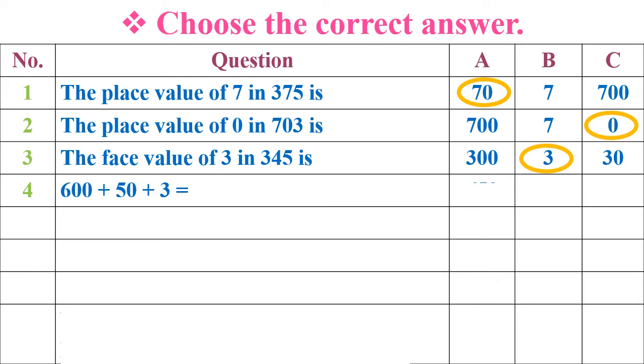Now here I am giving you an expanded form. The expanded form is 600 plus 50 plus 3. For this expanded form, you have to give me the standard form. So what is the standard form of 600 plus 50 plus 3? Is it 653, 356, or 635?